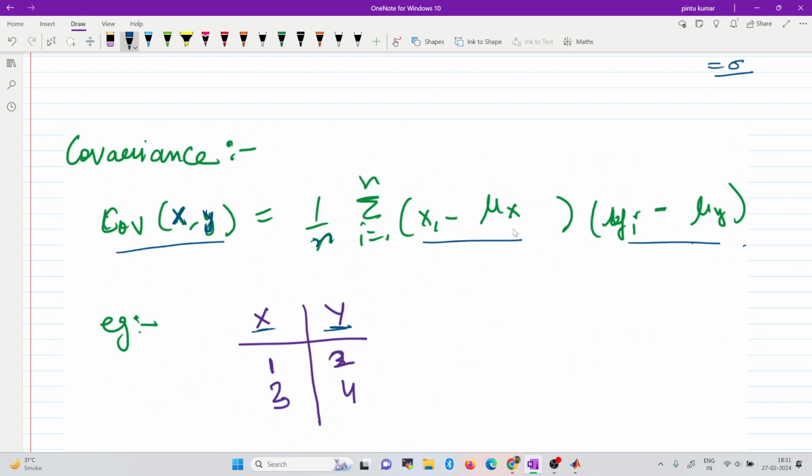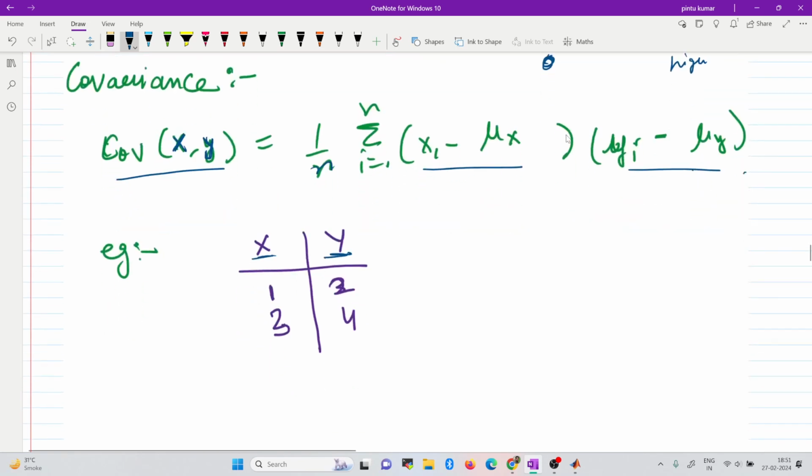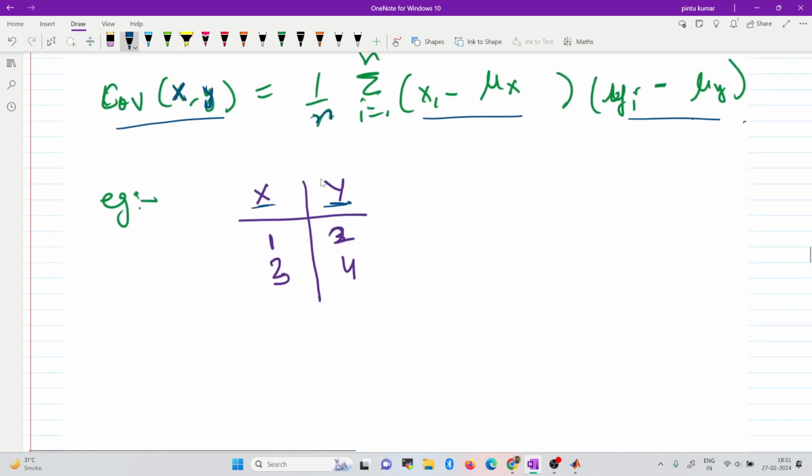One interesting thing is, if your covariance is high, that means your two data features are very much similar to each other. If it is negative, then they are in opposite directions to each other. When it is 0, that means these data features are not related to each other.